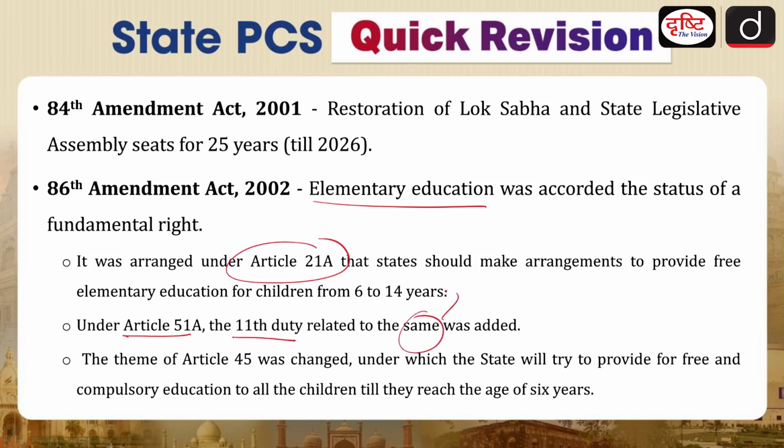Okay. Then the theme of Article 45 was changed, under which the state will try to provide free and compulsory education to all the children till they reach the age of 6 years. So Article 45 is talking about your DPSP. Under that, the state will go for free and compulsory education till they reach the age of 6 years, and then 6 to 14 years, that is a fundamental right.